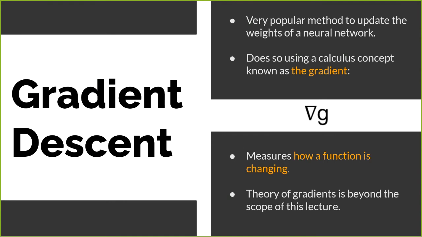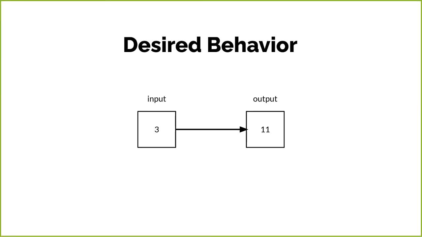Now, the theory of gradients is far beyond the scope of this lecture. So I will not be going into how to calculate or build a gradient. Just know for right now that there's this thing from calculus called a gradient, and it measures how a function is changing, and we will use it in our machine learning methodologies.